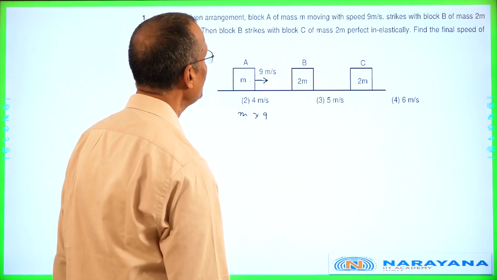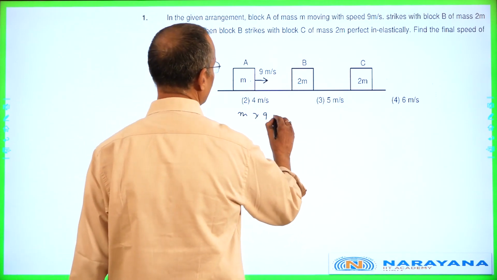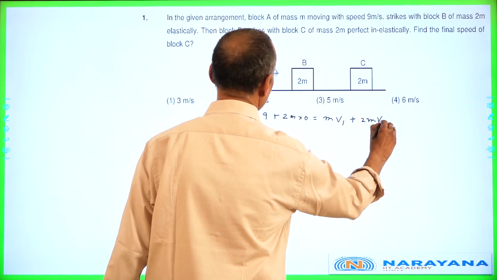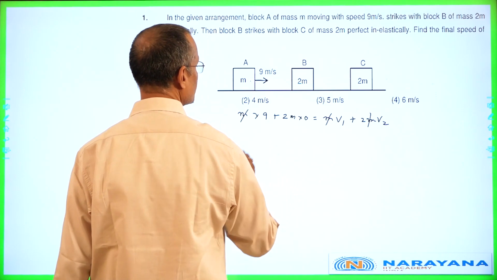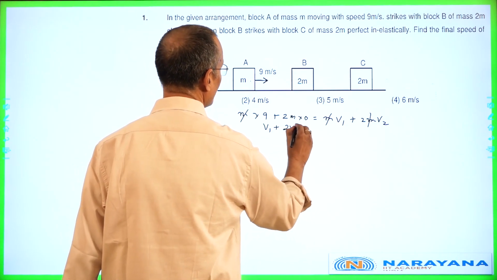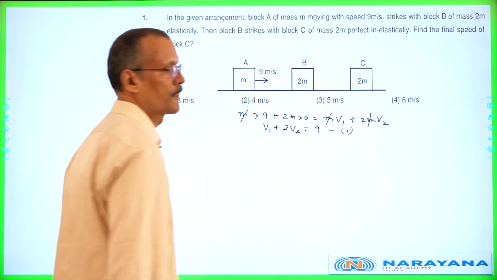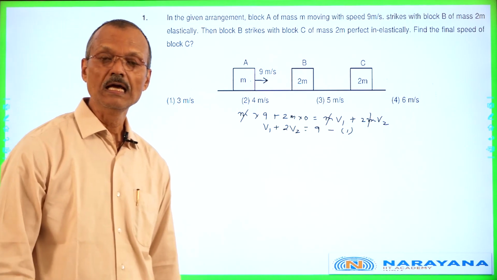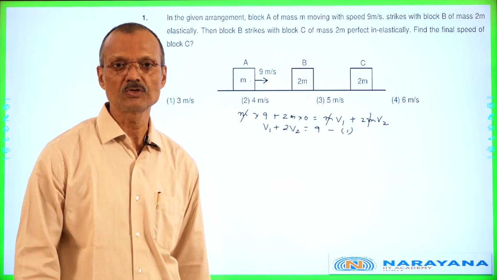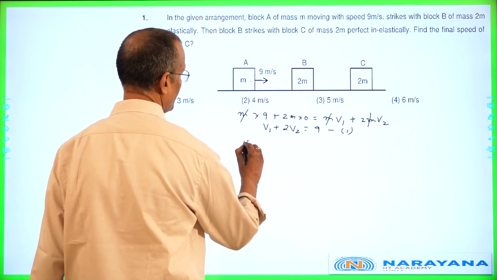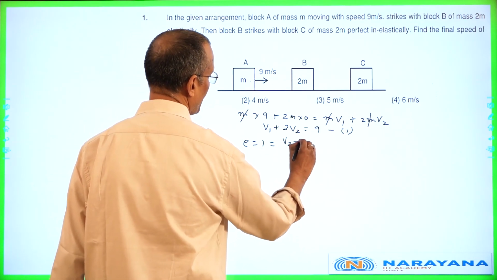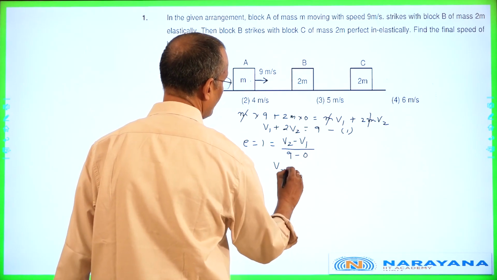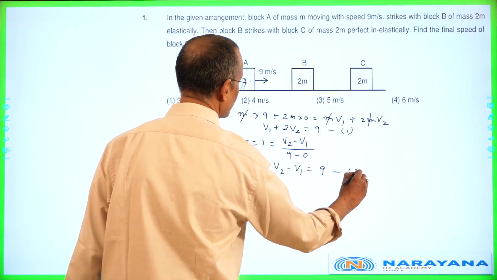You can see that block B is considered to be at rest, so it will be 2m into 0. This will become m v1 plus 2m v2. m cancelled, you get v1 plus 2 v2 equal to 9, equation 1. They are telling you A and B have a perfectly elastic collision. For a perfectly elastic collision, the relative velocity of approach must be equal to the relative velocity of separation, or the coefficient of restitution will be 1. If you take 1 equal to (v2 minus v1) by (u1 minus u2), u1 is 9 and u2 is 0, you get v2 minus v1 equal to 9, equation 2.